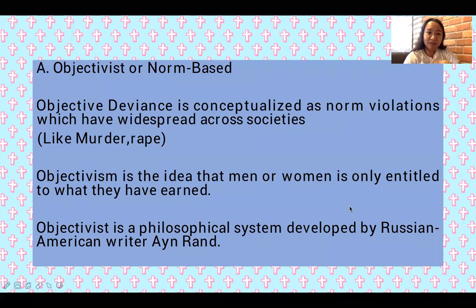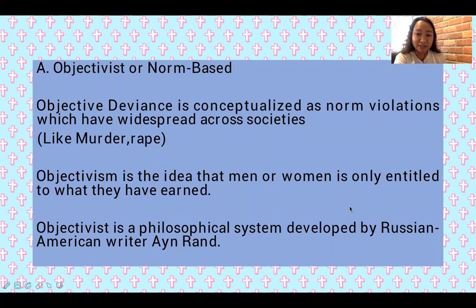So let's talk about the objectivist, or the norm-based. The basis here, that's why it's called objective, is the norm. We know that deviance has something to do with the norm. That's why I reviewed the definition a while ago. So these are types of deviance that are conceptualized as norm violations. The basis of considering that a certain act is deviant is because a norm has been violated, like committing murder, committing rape. And objectivism is the idea that we would be entitled to what we have learned.